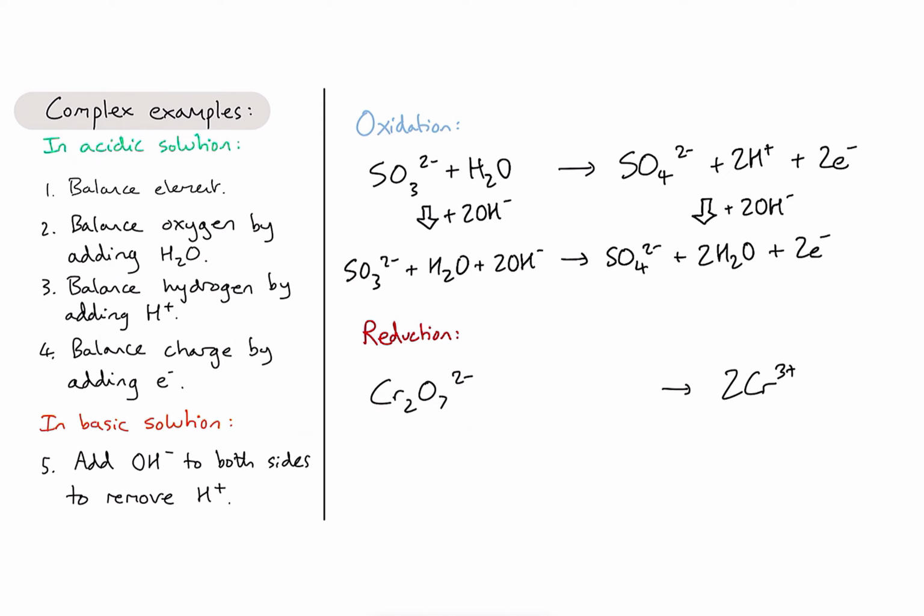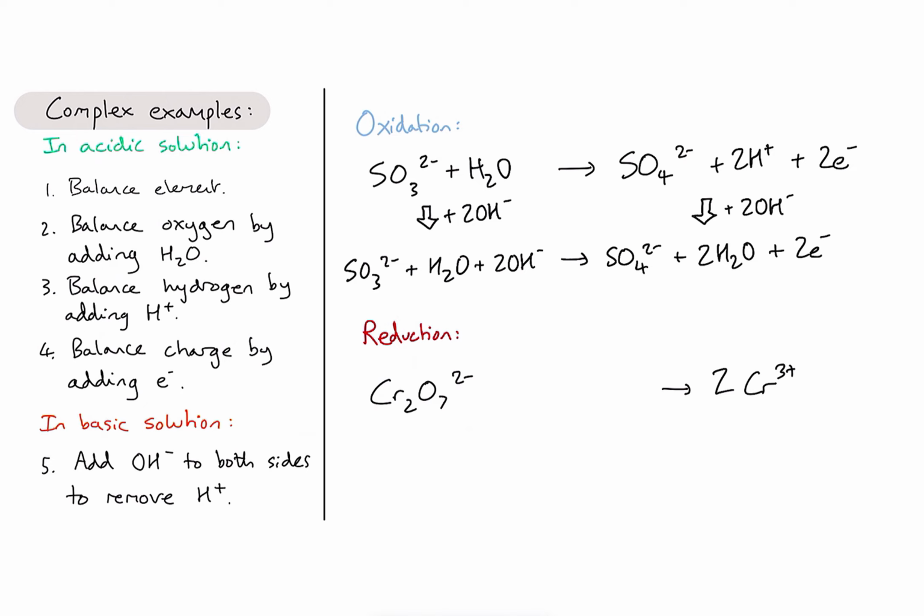So let's now have a look at the reduction example. In this case, I've got the dichromate ion being reduced to become the Cr3+ or chromium 3+ ion on the right hand side. So step number 1, balance the interesting elements. So again, we're ignoring O or H at this point, and we're going to focus on chromium. I've got 2 chromiums on the left side and just 1 chromium on the right hand side. So I need to add a big 2 on the right hand side to balance the number of chromiums.